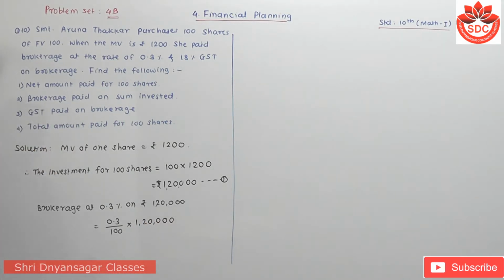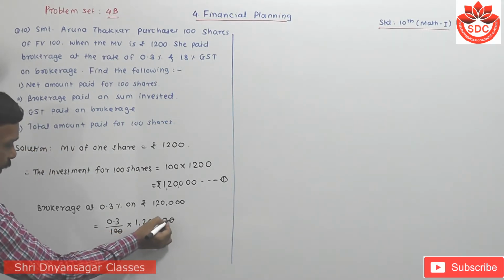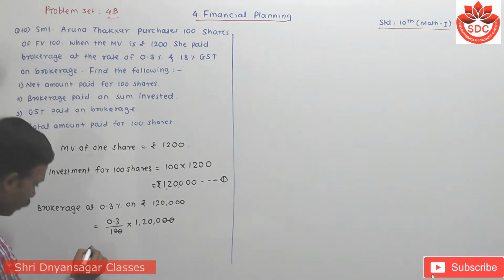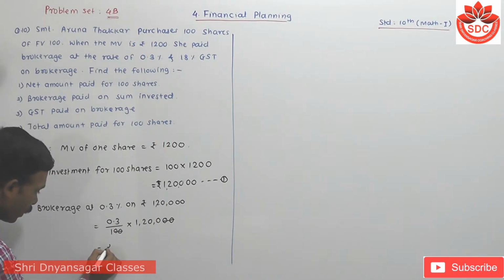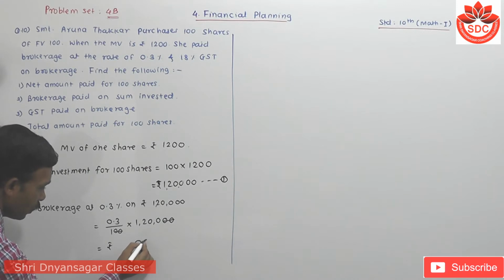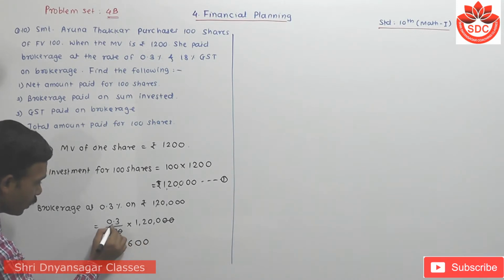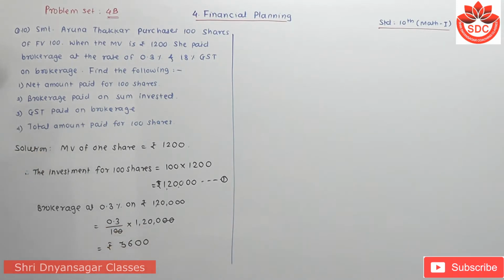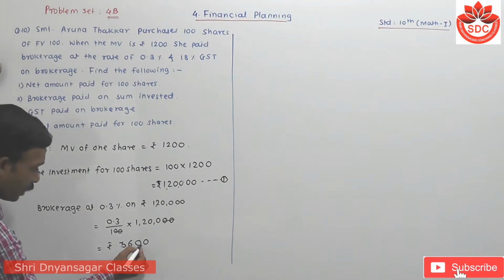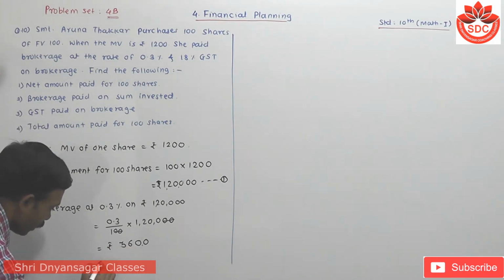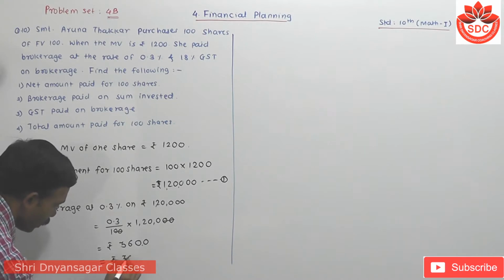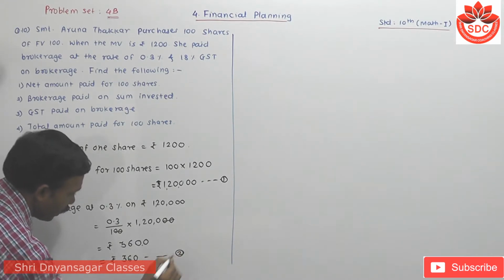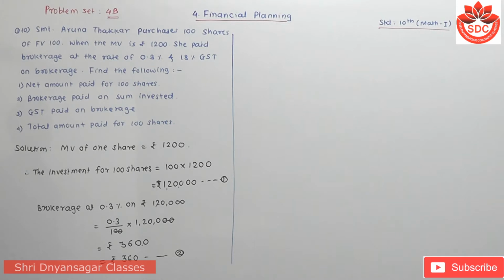1,20,000. Students, these two zeros get cancelled here. I have to multiply it, then this one becomes here rupees 0, 0, then 2 the 6, 3 1 the 3 here. After one digit decimal point, it is equal to rupees how much? 360. Suppose this is equation number second, meaning the brokerage paid on the sum invested is rupees 360. This is the second one.